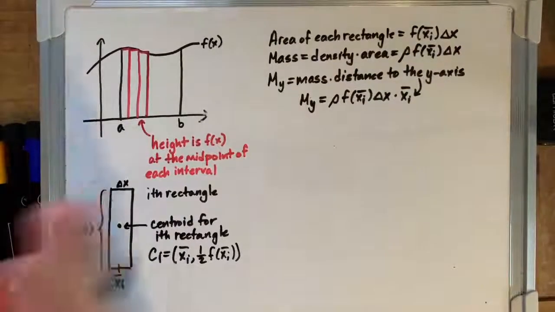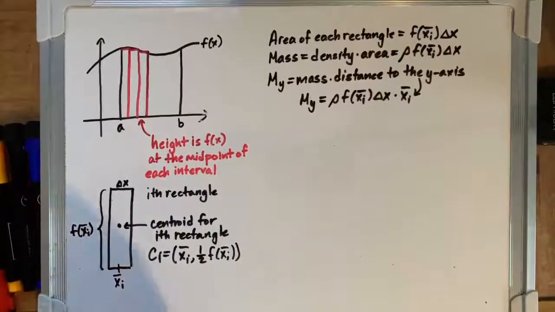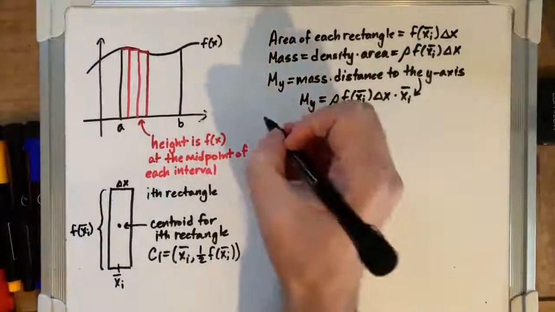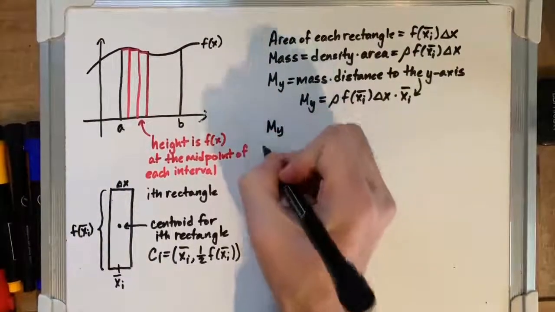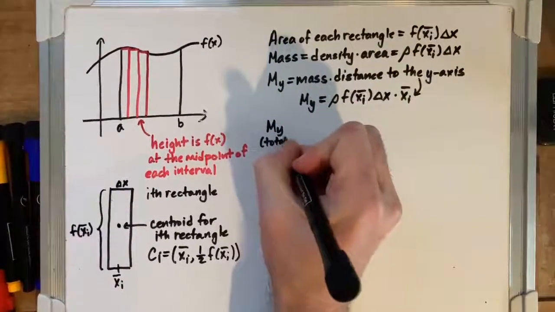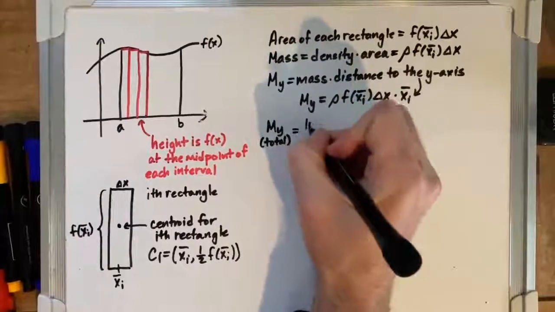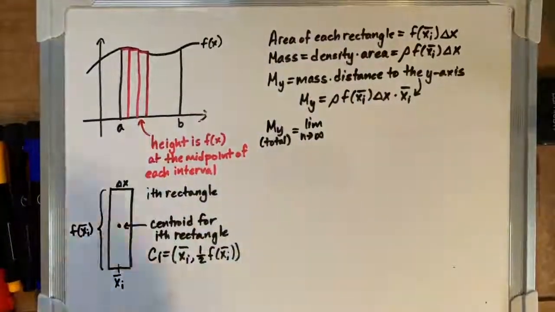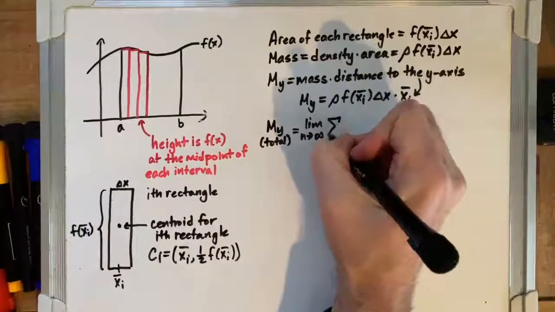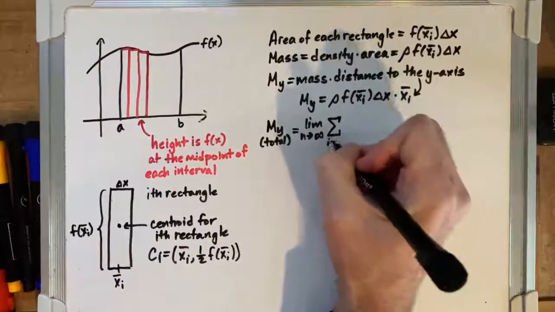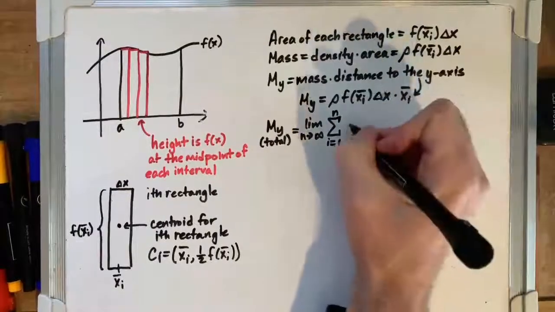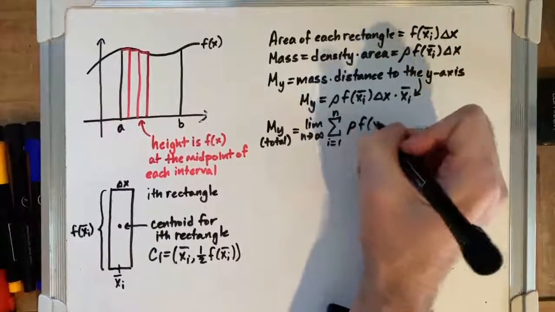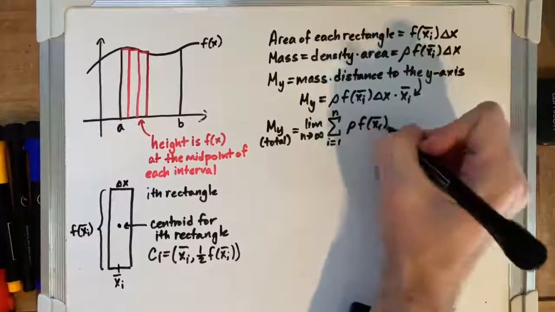For the entire plate here, the moment is the sum of all the moments. And then we're going to take the limit as the number of rectangles is infinitely large. So the total for this here is going to be the limit as n approaches infinity. N, again, is the number of rectangles. We're going to add up from 1 to n everything that we have here.